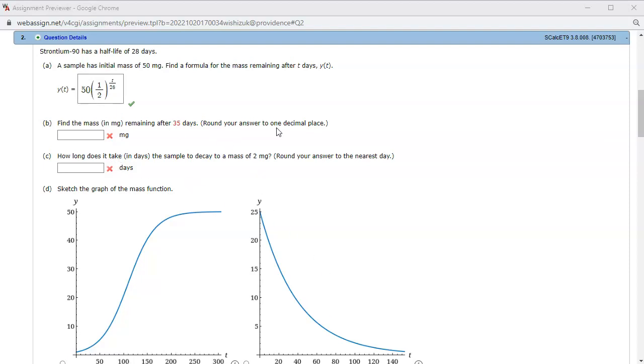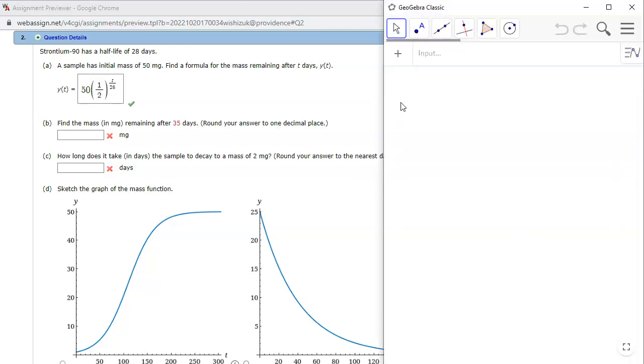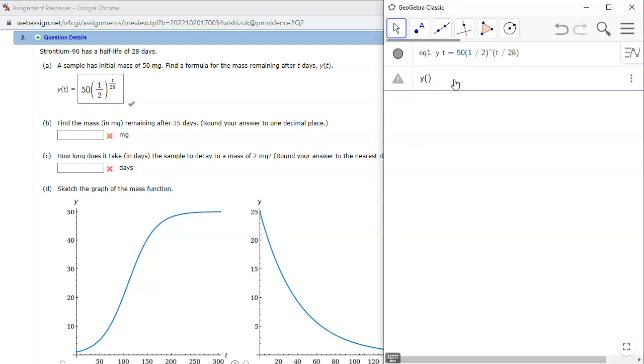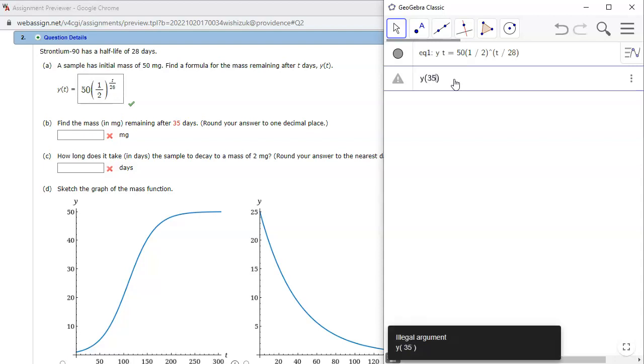I'm going to round it to 1 decimal place. So I'm going to bring up GeoGebra here. I'm going to define y of t is equal to 50 times 1/2 raised to the t over 28 and hit enter. Actually, it might not have worked. Let's try y of 35 and hit enter. See if it works. It doesn't work.